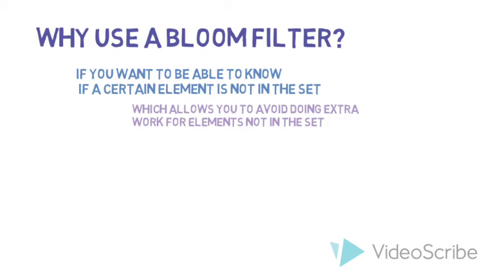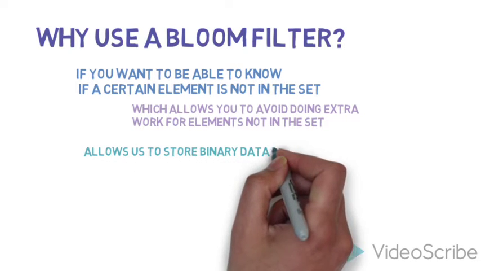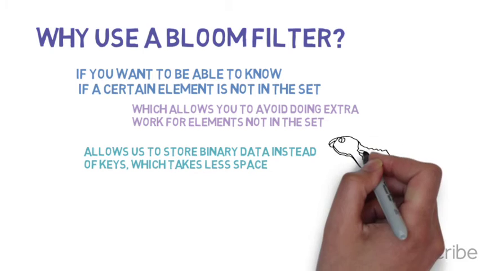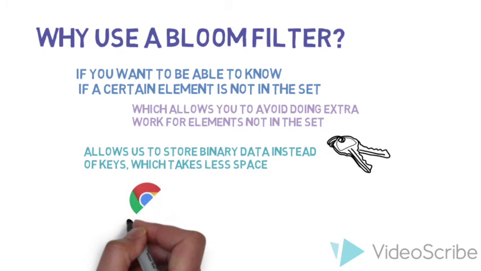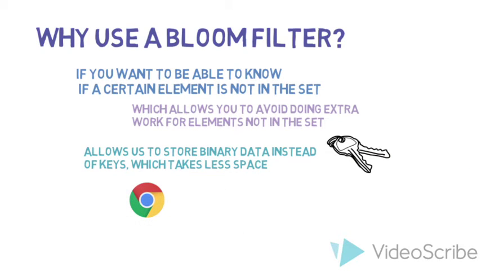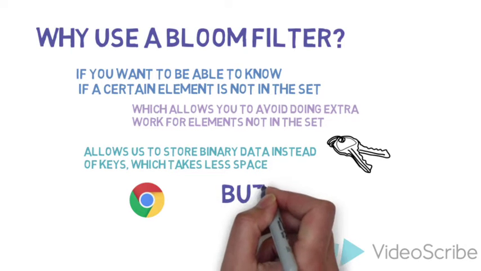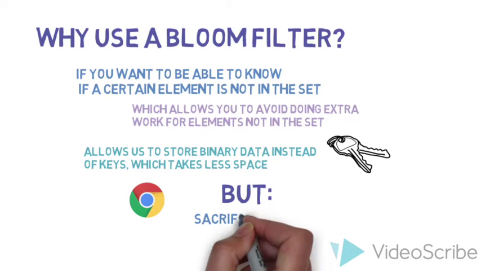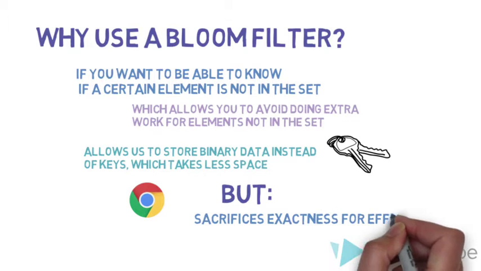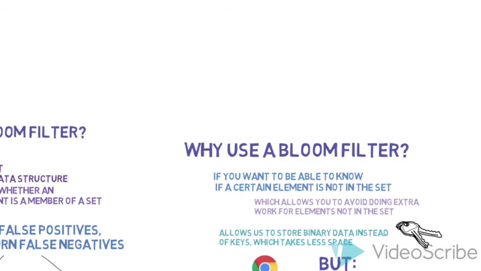If you know that an element's not in a set, then you won't have to do any further computation for that element. A Bloom filter allows us to store binary data instead of all the keys or elements, which takes much less space. An example of this is Google Chrome. Whenever you visit a URL, Chrome checks to see if it's in a list of malicious URLs. If it's definitely not in the list, you go to the URL, and if it might be in the list, then Chrome lets you know that you might be visiting a malicious one. But Bloom filters sacrifice exactness for efficiency.